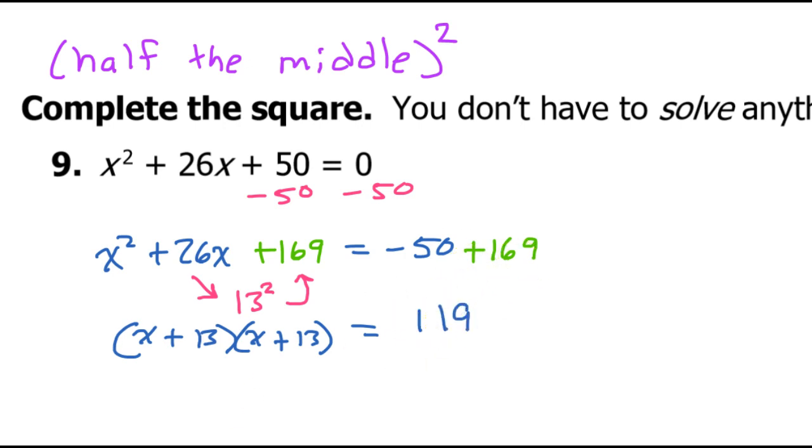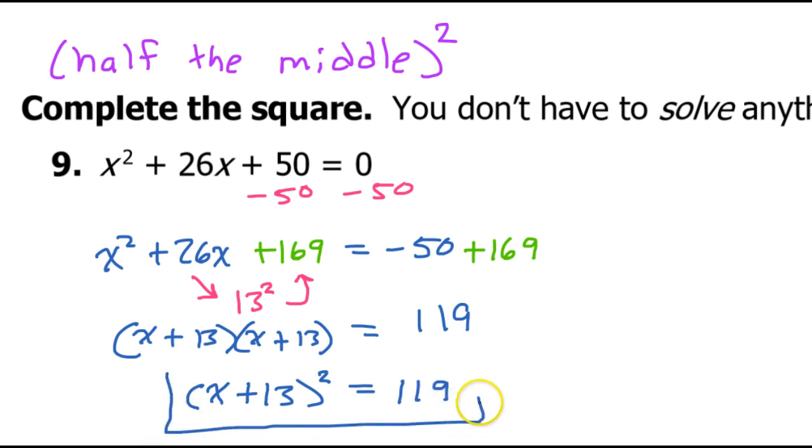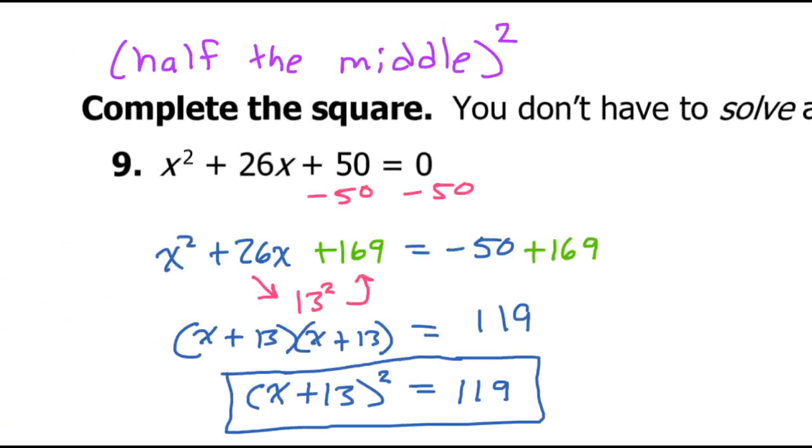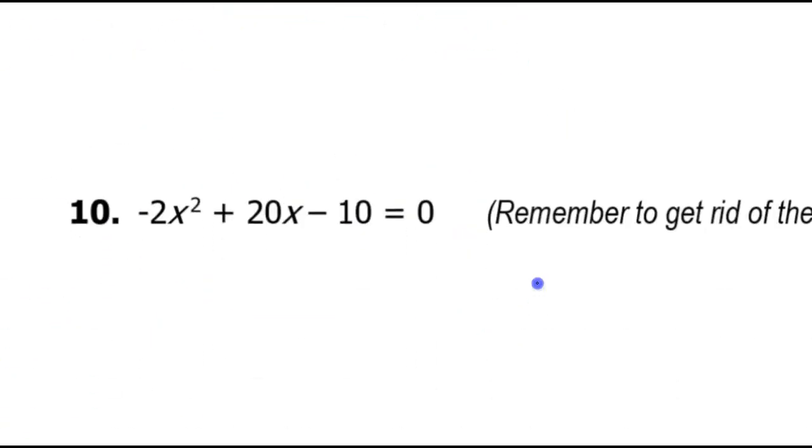119. So the beauty of this is that we can write it even more simply as x plus 13 squared. And that's really the point, is to write it this way. So this is as far as we need to go for this lesson. Okay? Later we will learn how to keep going and solve the equation, but not today. Okay? All right, I guess that was it for number 9.